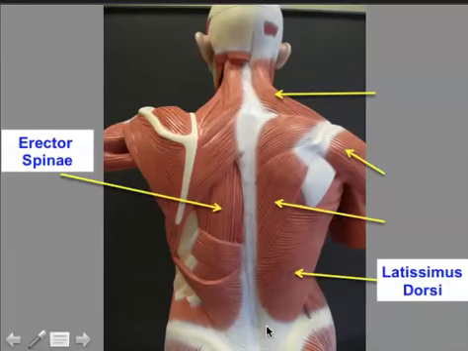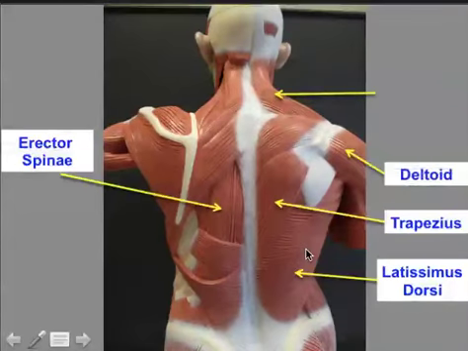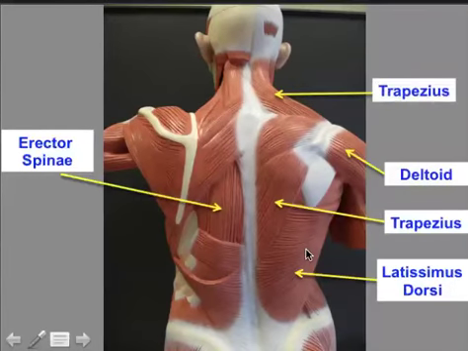This is, again, a big superficial muscle in the back that's involved in the movement of the arm. This is the trapezius, also involved in the movement of the arm and the scapula. Up here is the deltoid. Its major movement is arm abduction. And then, of course, up top is the trapezius.